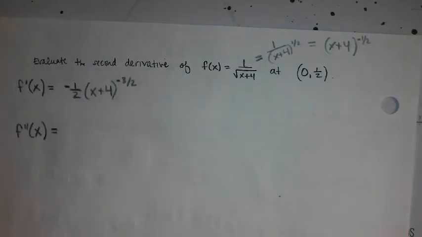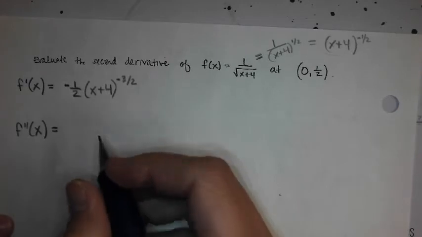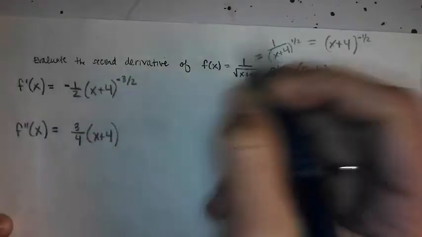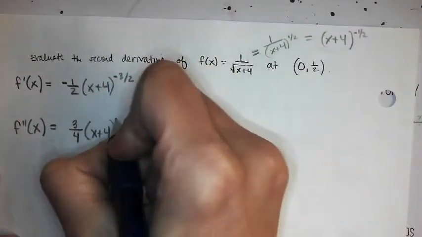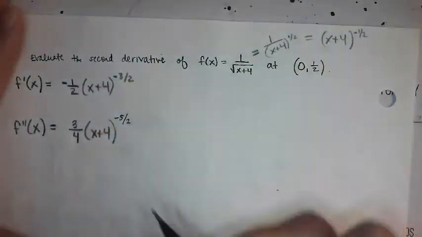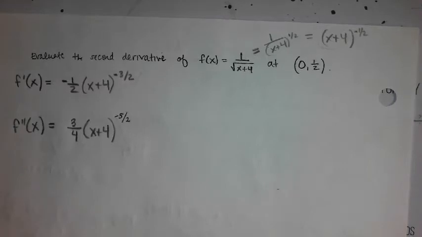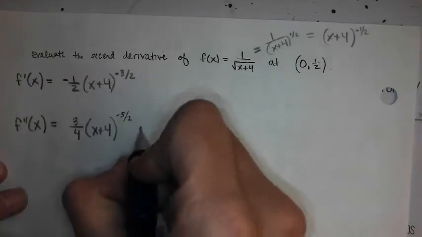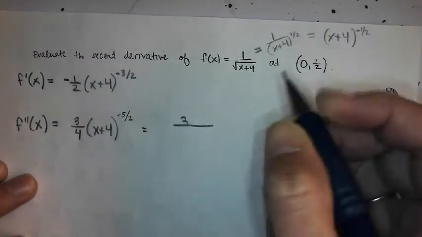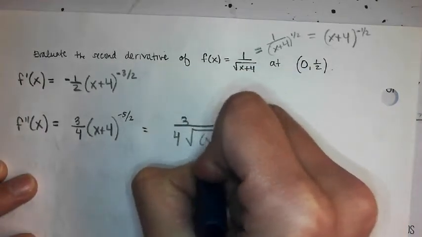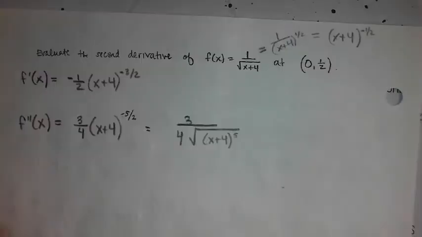So bring your negative 3/2 out in front, and you're going to get 3/4 x plus 4 to the, you drop that by 1, it's going to be negative 5/2. Again, times the derivative of the x plus 4, it's just a times 1. So the chain rule. So that second derivative was a piece of cake, yes? Now cleaning it up, it's going to be 3 over 4 times the square root of this x plus 4 to the 5th power.